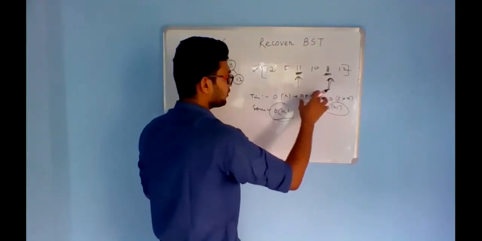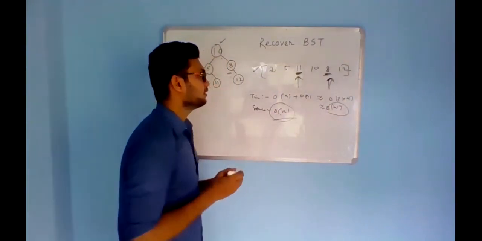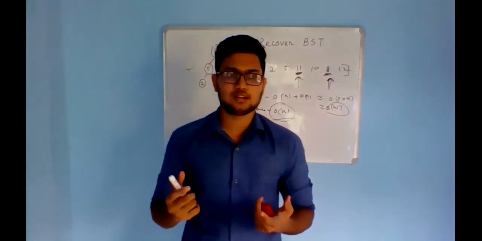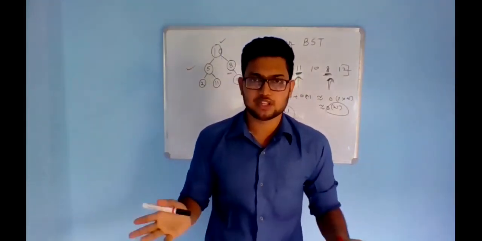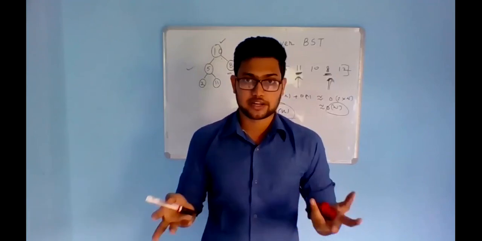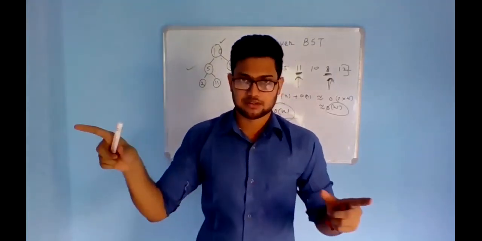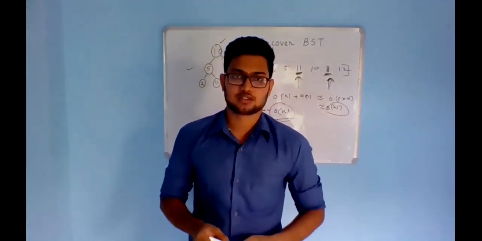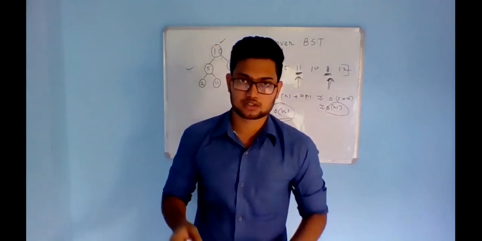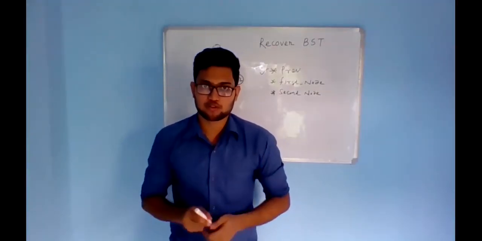So to find these two nodes, we do not need to store all the nodes in a vector, right? We can do it using 3 pointers. We can just solve it without using any extra array or any containers. We can simply traverse the tree one time and solve the question. So now let's see what the optimal solution is.